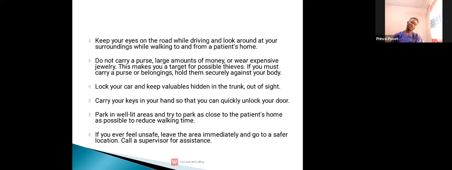If you feel unsafe, don't start thinking of how to call 911, how to call your supervisor, how to call the police at that place. Look for a safe place immediately. When you are safe, call for assistance.